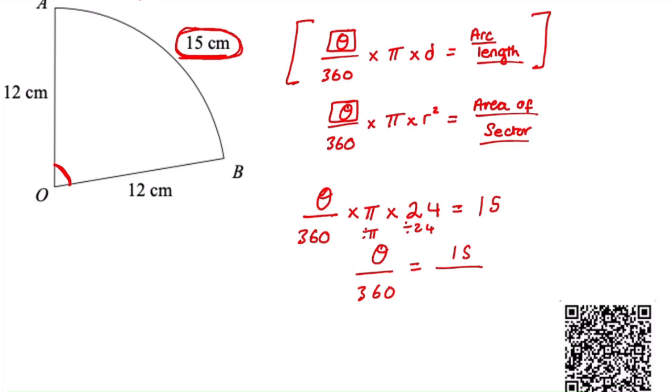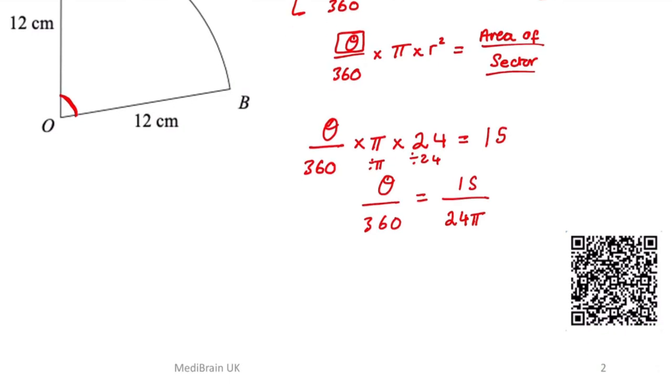So we're going to have 15 over 24 pi. Because 24 multiplied by pi is just 24 pi. And then we're going to get rid of it by dividing by 24 pi. And then to get theta by itself, this circle thing that you have over here, that's just an x. We're just going to get rid of this 360 by multiplying by 360 to the other side. So we're left with just theta on that side. That's the angle. And that's going to be equal to 15 over 24 pi multiplied by 360.